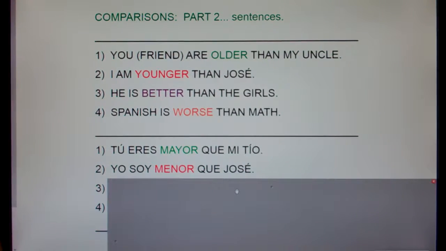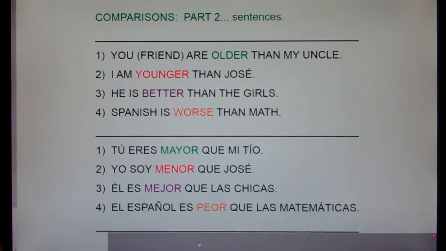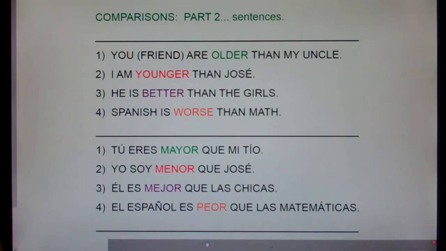Number three, he is better than the girls. Él es mejor que las chicas. And finally, number four, Spanish is worse than math. El español es peor que las matemáticas.